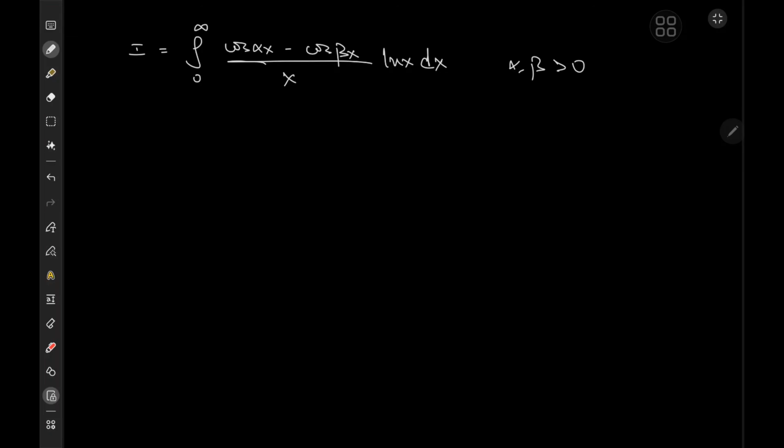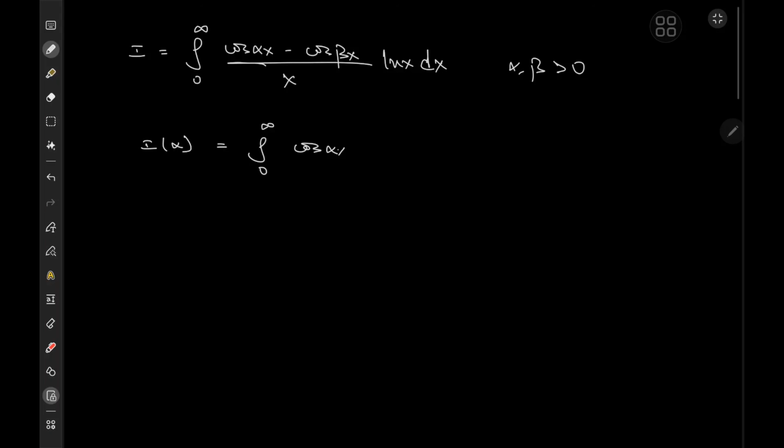So we have the integral from 0 to infinity of cosine alpha x minus cosine beta x over x times log x dx. And because we already have parameters in the mix, we might as well adopt a Feynman's trick approach and define an integral function I of a parameter alpha as the integral from 0 to infinity of cosine of alpha x over x times log x dx.